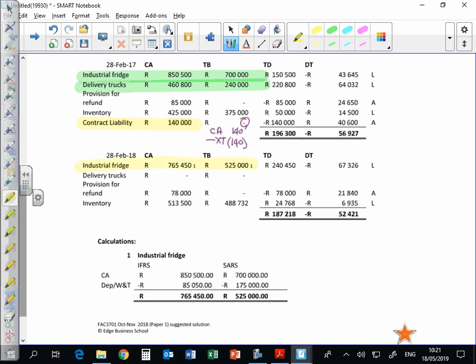These are the balances. If you look at my calculations over there, we've got carrying amount minus depreciation, and for SARS I didn't actually put the calculations here. Let me just say that is 1,050,000 divided by 6 years, and this one is 850,500 times 10%. Right, so everyone happy with that then? So we've got our industrial fridges.